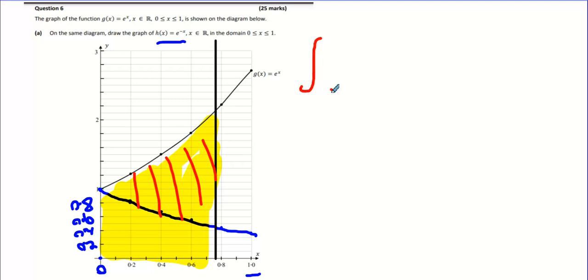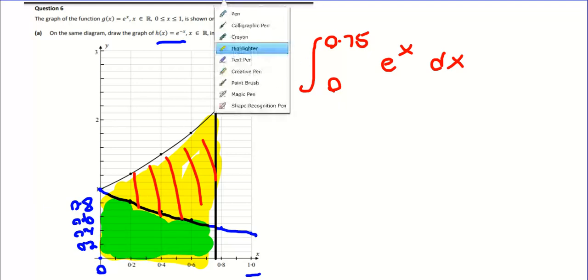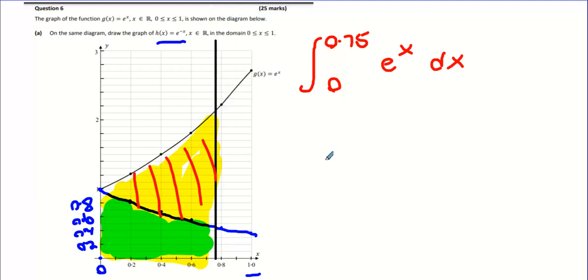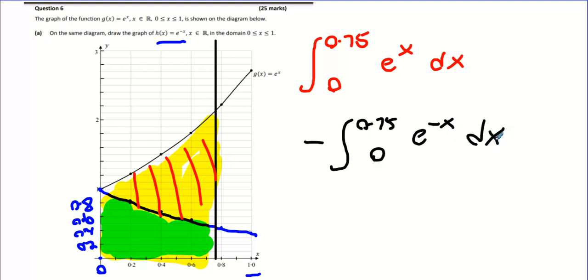And what do we get? We start at 0 and we end at 0.75. Yeah, you integrate e to the x, you get e to the x. Everybody happy? That's the yellow region. And then what we're going to do with that yellow region is we're going to take away the green region underneath, which is this part here. And that is the integral of what? So that's minus the integral from 0 to 0.75 of e to the minus x dx. Is that okay?